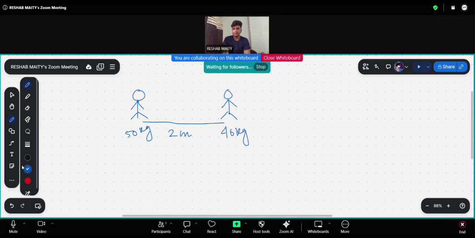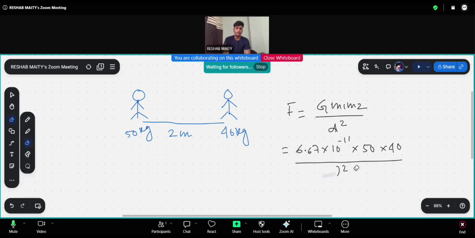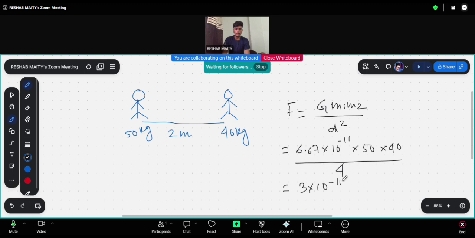Because we know that the attraction force between them will be F equals G m1 m2 by d square. What is the value of G? 6.67 into 10 to the power minus 11. m1 will be 50 and m2 will be 40, divided by d square, meaning 2 square, so it will be 4. If you calculate this, we will get a value like 3 into 10 to the power minus 10 Newton.